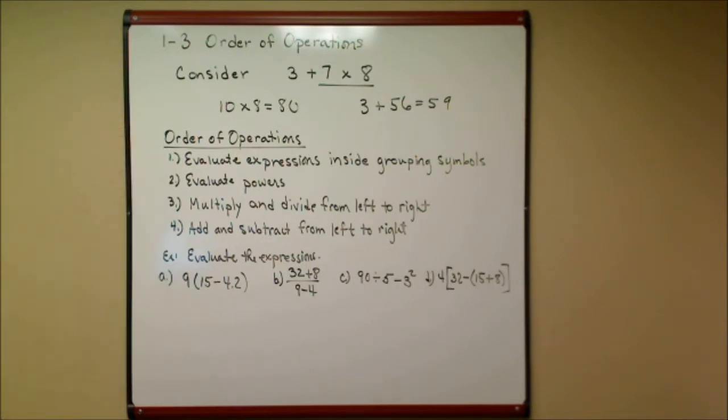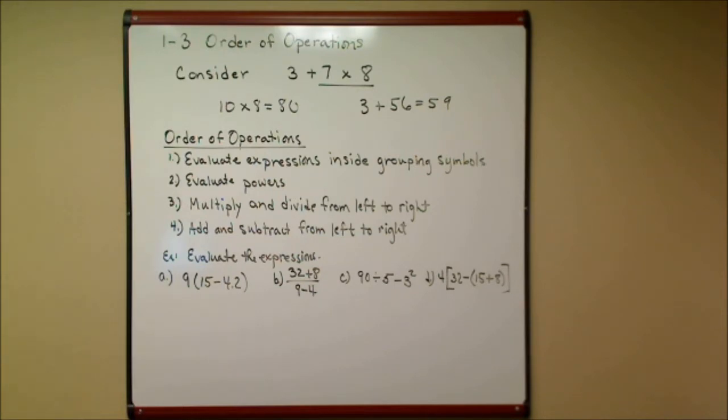First, you evaluate expressions that are inside grouping symbols like parentheses and brackets and braces and such. So whatever's inside, it's kind of like highlighting it. That's what you do first. If you see those parentheses, look inside to see what you're going to do first. Second, we evaluate power. So look for exponents. See if there's any exponents in the expression that you're going to be evaluating.